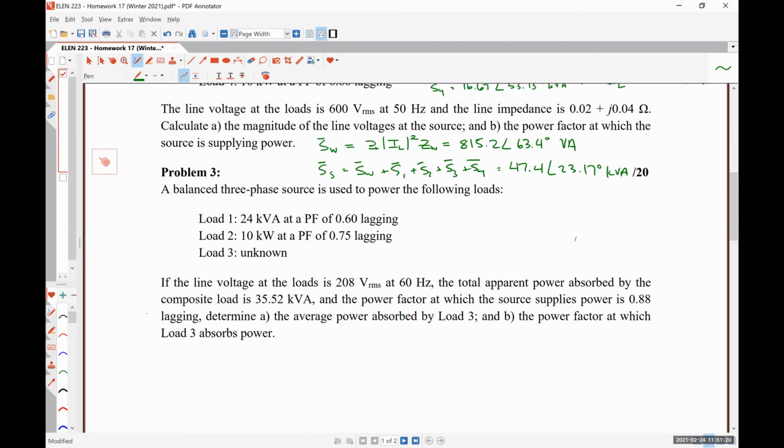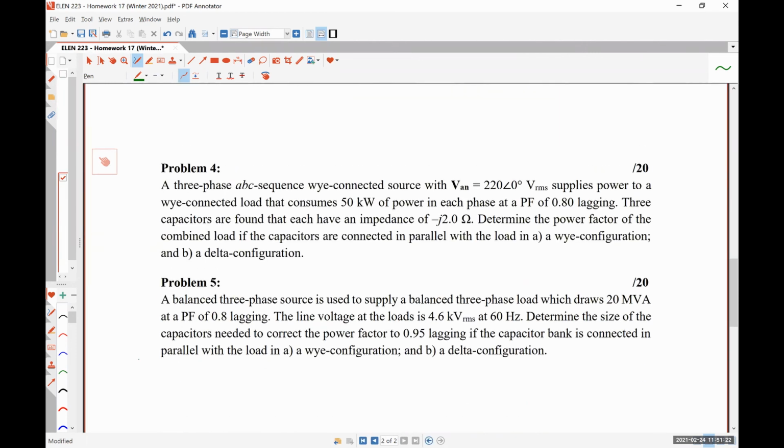All right. Problem 4: a three-phase Y-connected source supplies power to a Y-connected load that consumes 50 kW per phase at a power factor of 0.8 lagging. So 50 per phase times 3 phases, total 150 kilowatts. 3 capacitors are found that have an impedance of minus j2. Determine the power factor of the combined load.